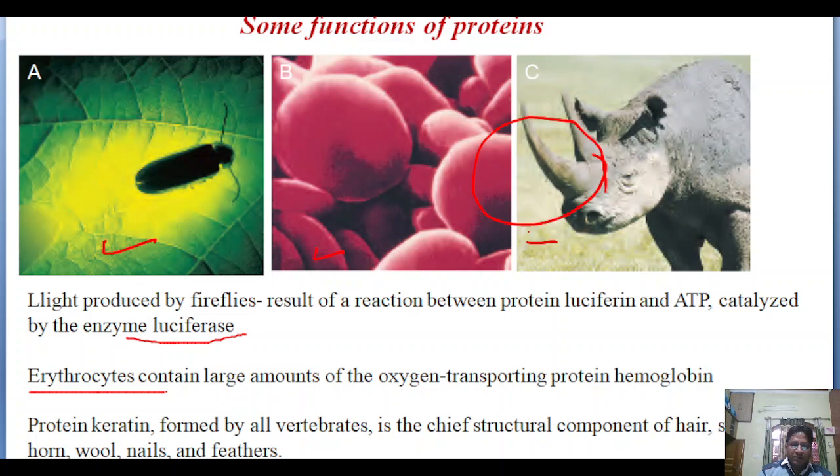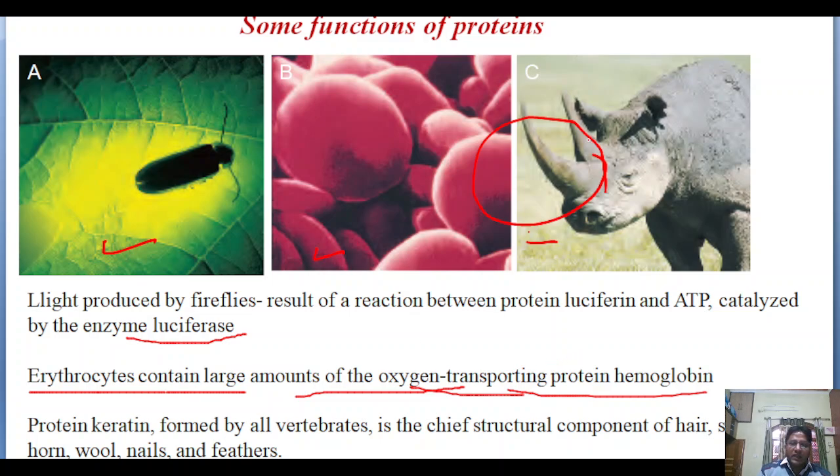Erythrocytes are found in the blood, and these erythrocytes contain a pigment named hemoglobin, which contains a protein. This hemoglobin helps in the transport of oxygen from one part of the body to another part of the body.